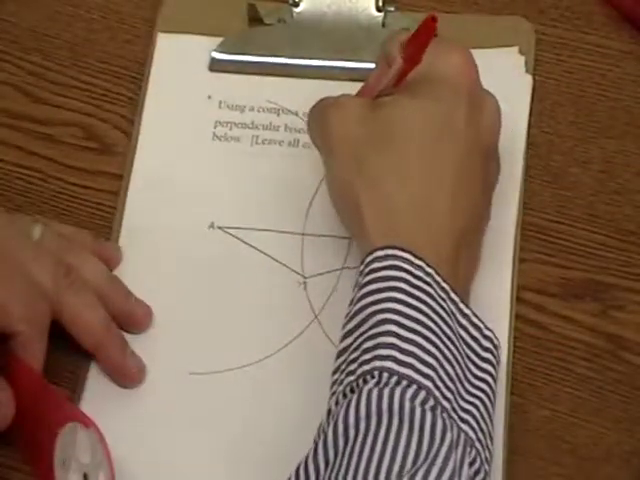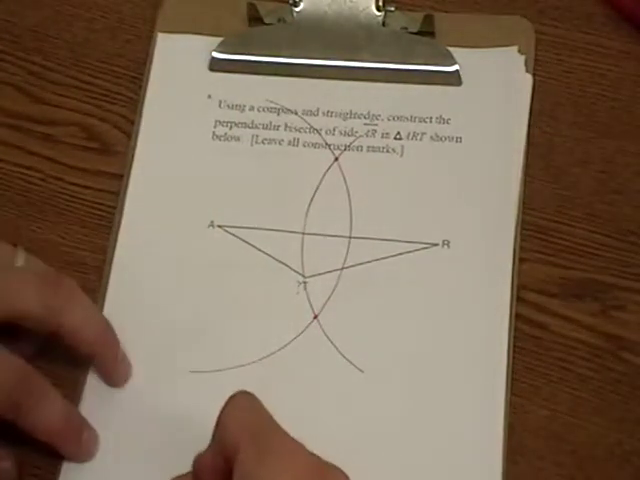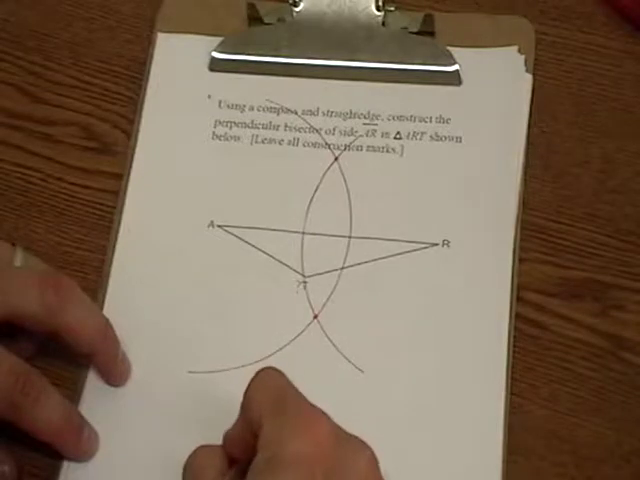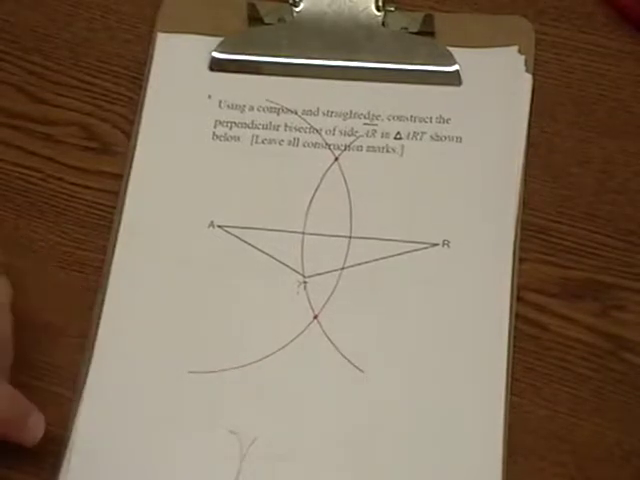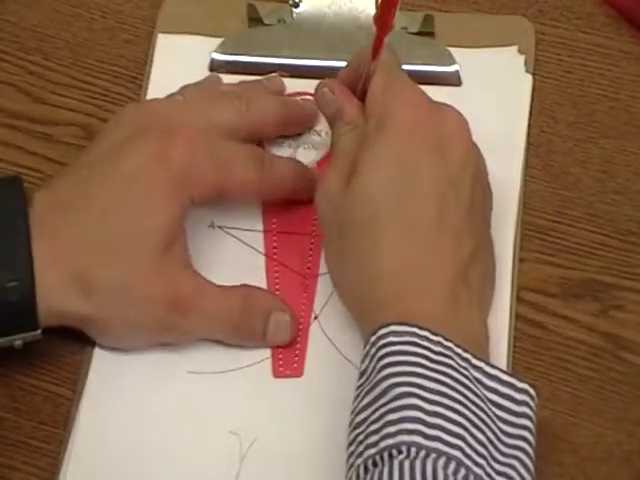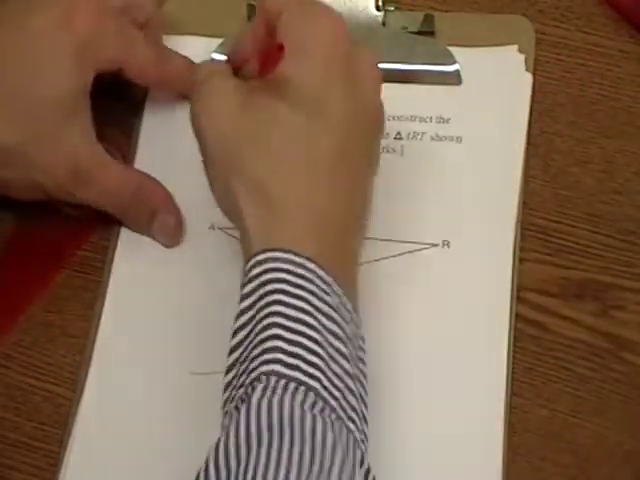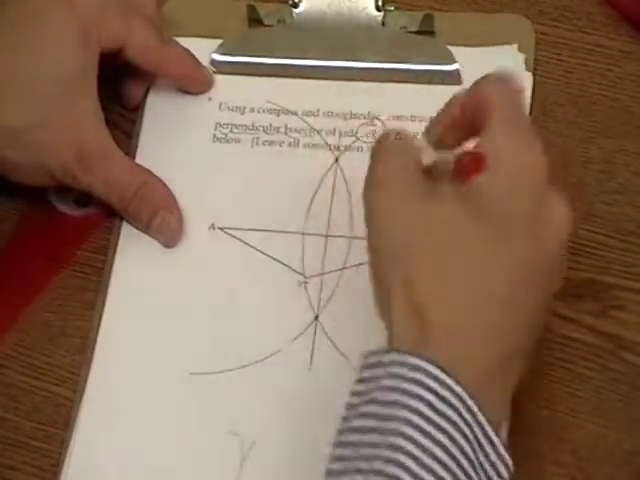Now, make sure this circle is large enough to have a good amount of intersection, okay? I've seen where the arcs are too close together, they barely cross. That's a little dangerous. You want them to have a good amount of intersection there. So, if you construct that, that is the perpendicular bisector of side AR, right there.